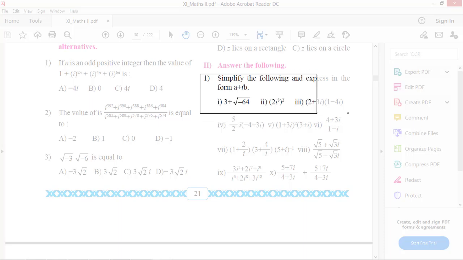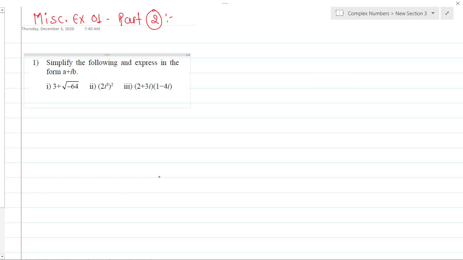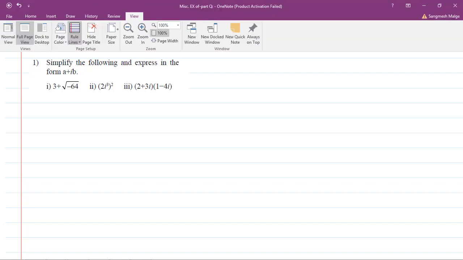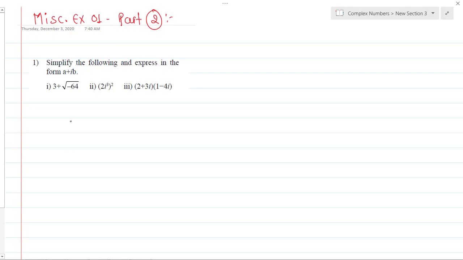There are so many questions in this set. No problem. Simplify the following and express in the form of a plus ib. Okay, I am sure you can solve all these questions. I will solve one or two questions, and you solve the rest. Let's take the first one. So what is the first one?